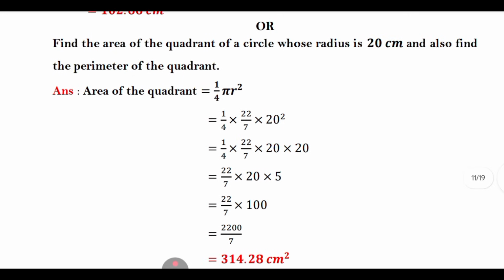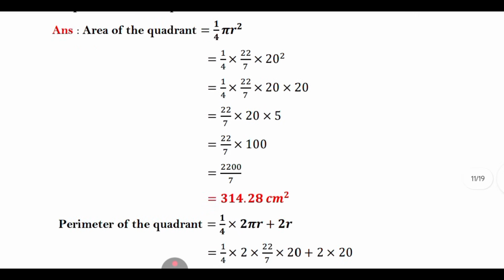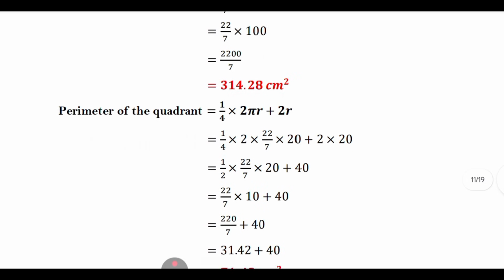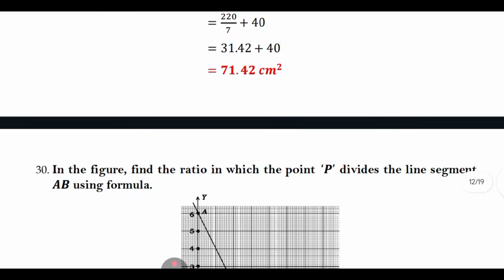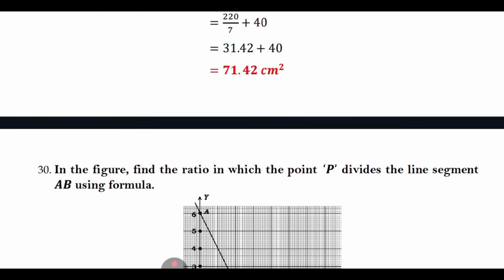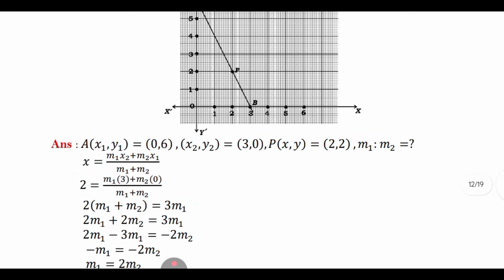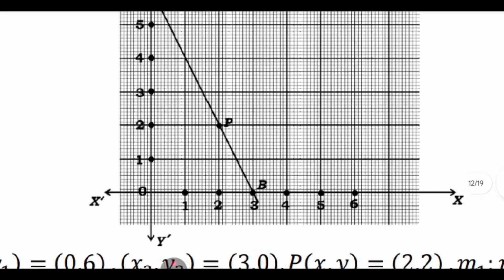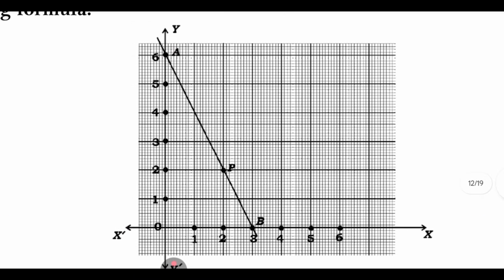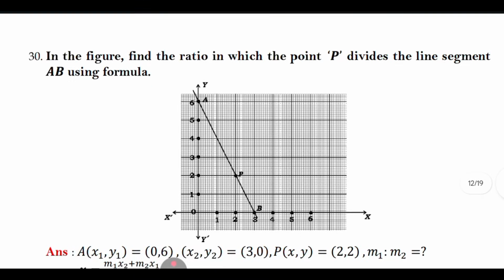Or find the area of the quadrant of a circle whose radius is 20 centimeter and also find the perimeter of the quadrant. So this is a systematically solved question. 30th question, in the figure, find the ratio in which point P divides the line segment AB using the formula. This is the figure. You can see, and you can solve it by using the formula.